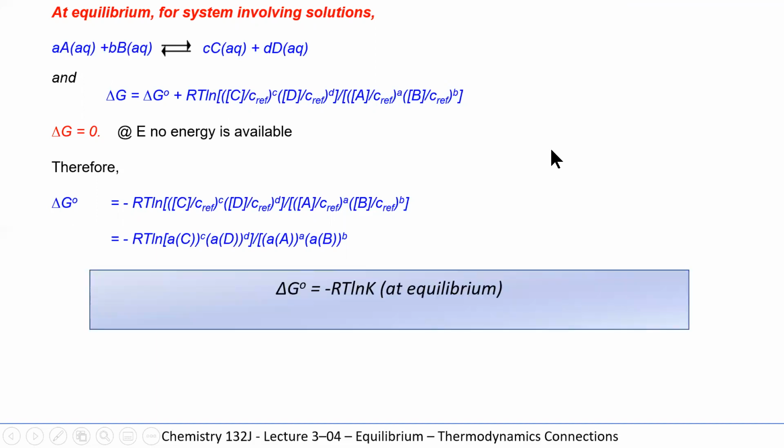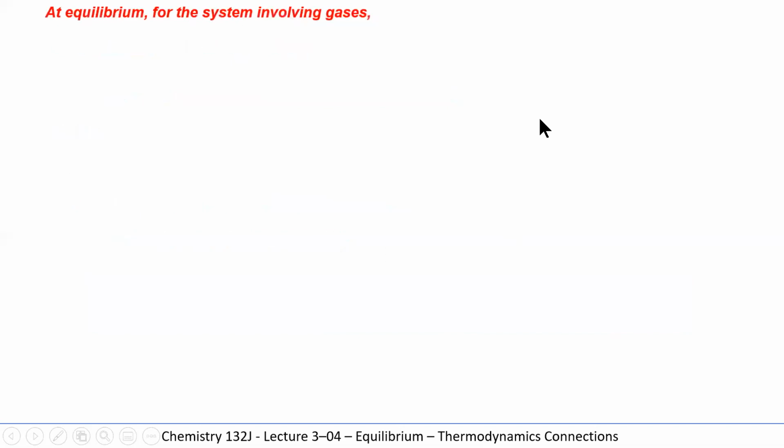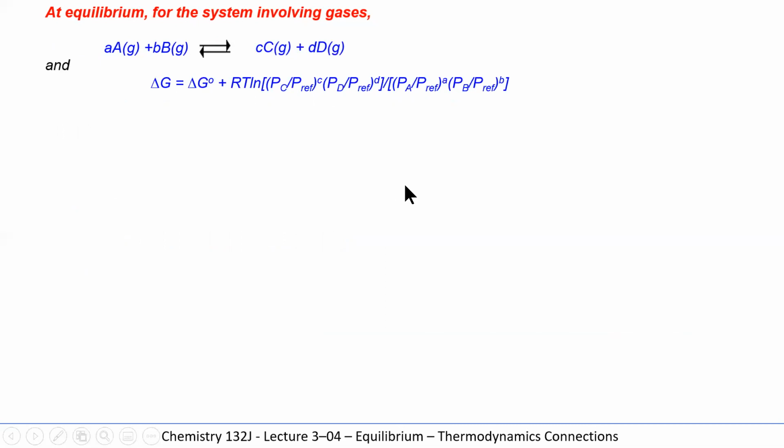So what we have is a very useful equation where delta G under standard conditions equals minus RT ln K at equilibrium. And in this case, K is equal to the equilibrium constant for concentrations, Kc, because this is the example we've just used.